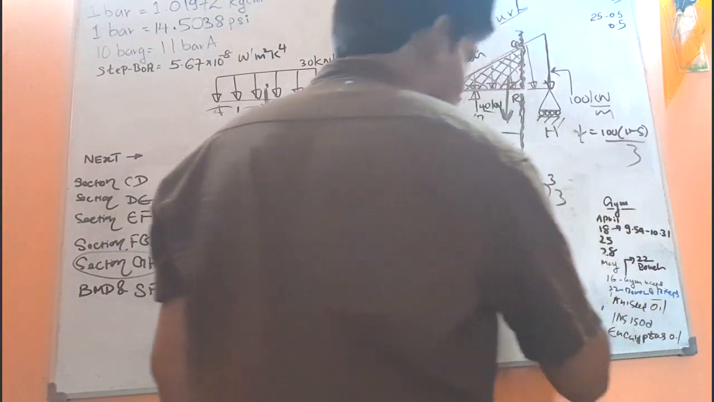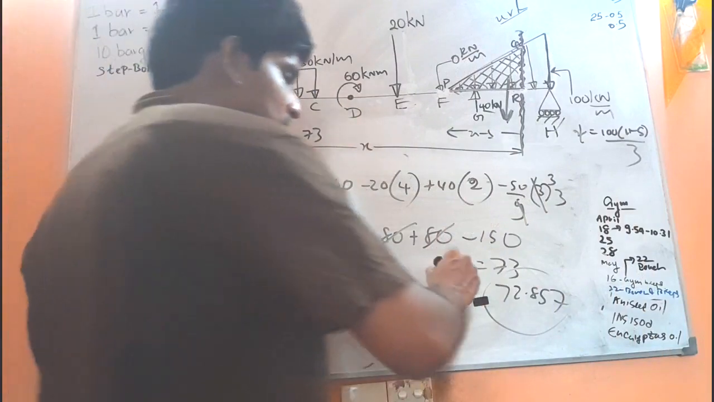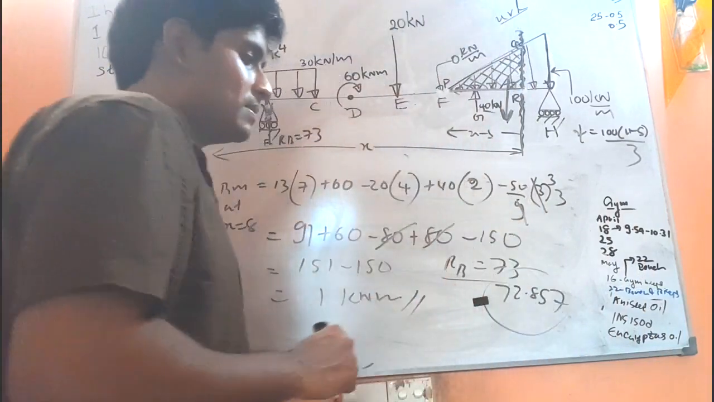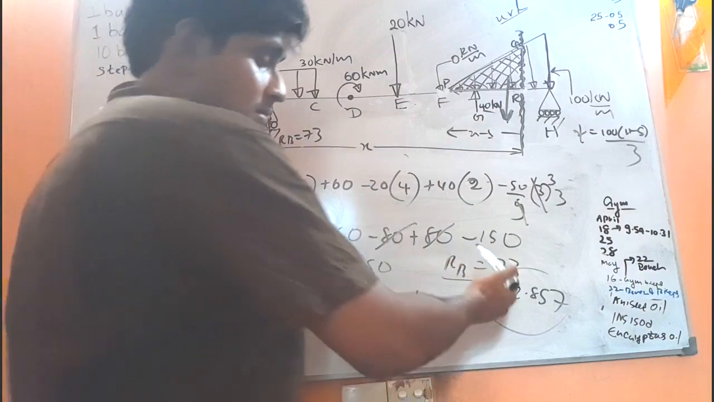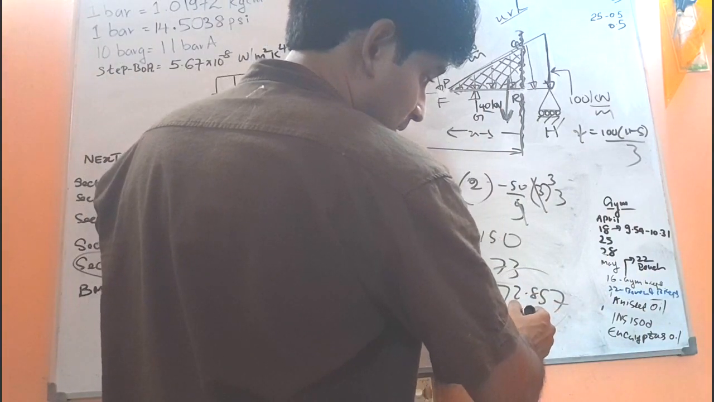72.857, right? So that is the actual scenario. It is not actually 73, right? The answer for RB, we are not exactly obtaining a whole number, right? So we have just rounded that. See, we have rounded it up to how many decimals?